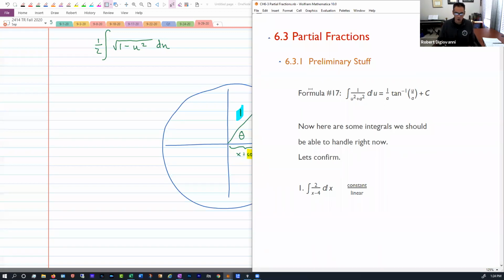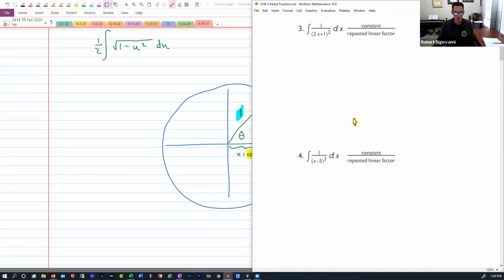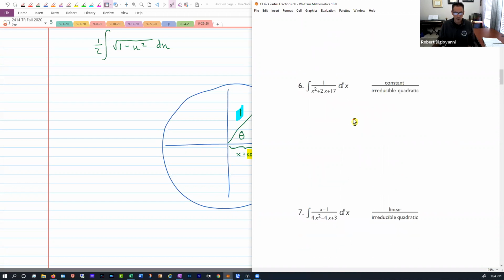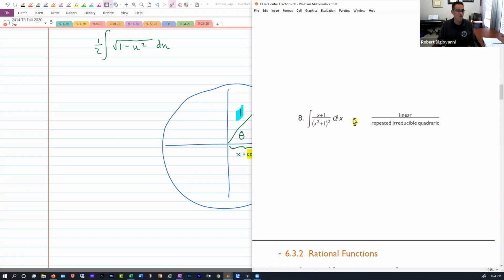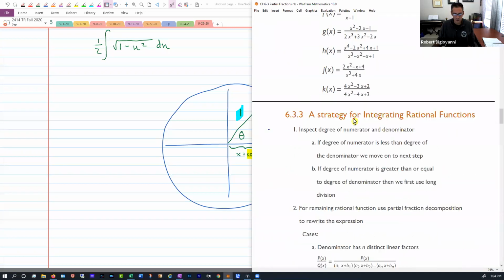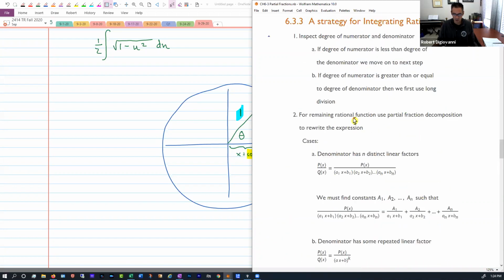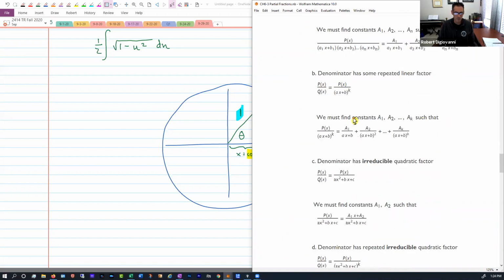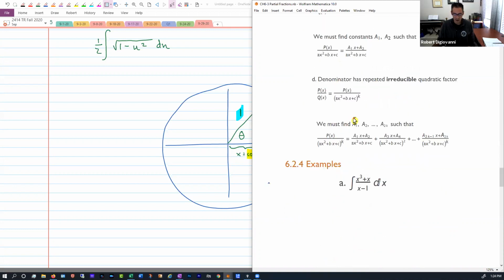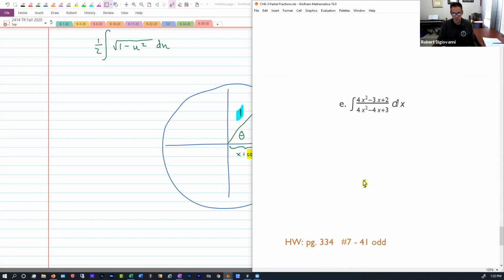All of this is preliminary stuff. We're going to look at all these different integrals that we should be able to handle at this point. Then once we get through these 8 integrals, we will actually start the partial fraction decomposition and talk about the strategy. Even though all those notes look terrible, don't worry about it. Don't freak out. It's going to be okay. Next class is when we'll actually start doing the problems that will require us putting everything together.